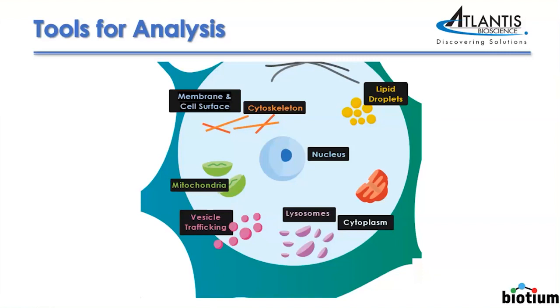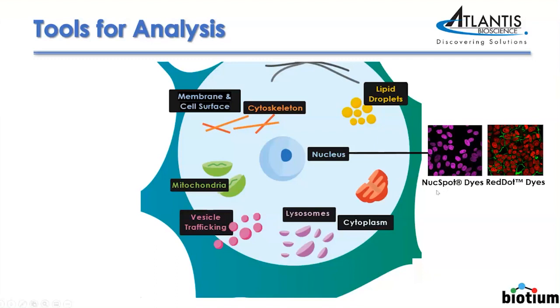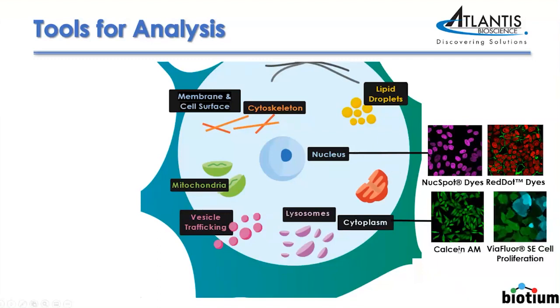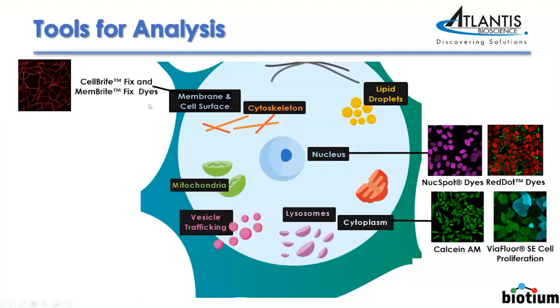Apart from all these assay kits, Biotium also offers a whole range of organelle-specific imaging dyes. Many of these dyes can be used for live cell imaging, and some do not require a washing step. Here are some examples, like the DarkSpot or RedDot dyes for staining the nucleus. We also have calcein AM to stain the cytoplasm, and also CellBrite Fix and MemBrite Fix for staining the membranes.